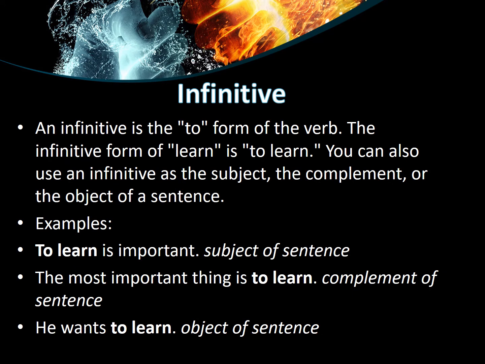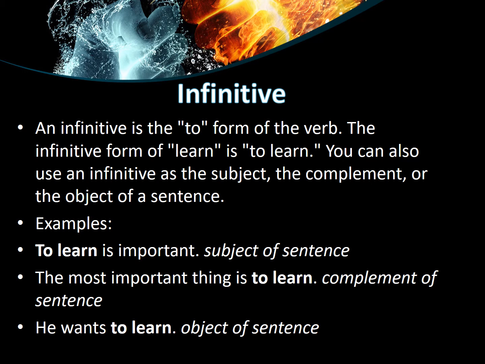Now let's talk about infinitive. An infinitive is the to form of the verb. The infinitive form of learn is to learn. You can also use an infinitive as the subject, the complement or the object of a sentence. Here again, where do we use infinitive in a sentence? Infinitive comes at the beginning of the sentence. To learn is important. Here infinitive is used as a subject of the sentence.